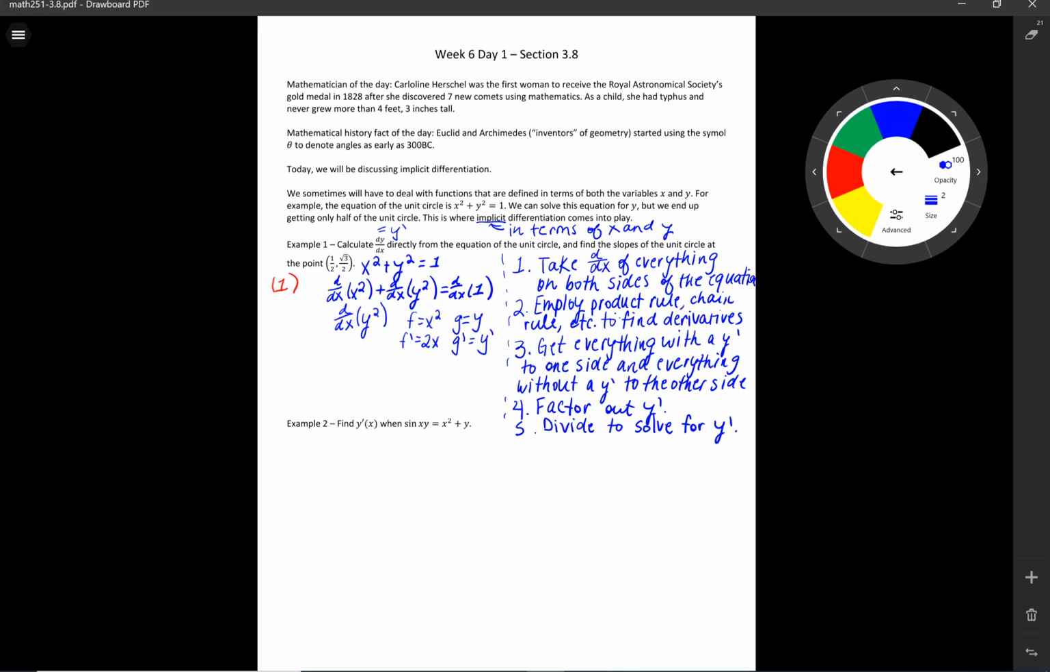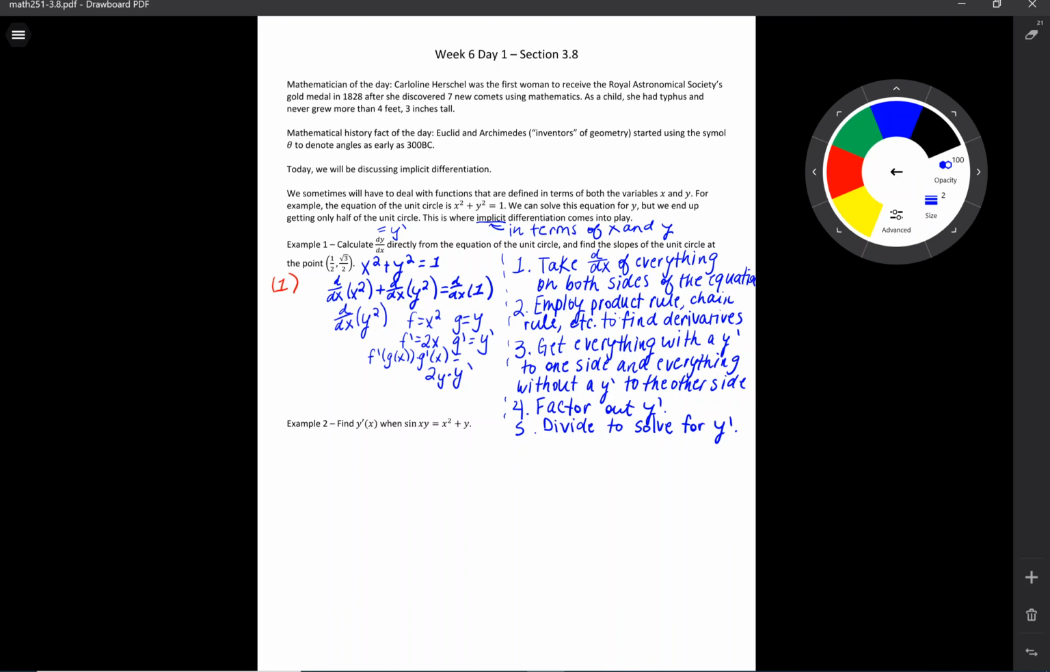This is very important. All right, so then using the chain rule, I get f prime of g of x times g prime of x is equal to 2y times y prime. So that is the derivative with respect to x of y squared.